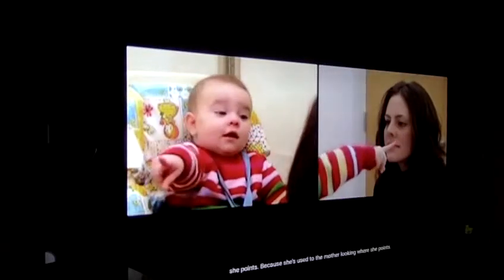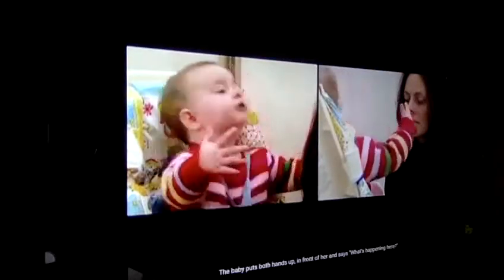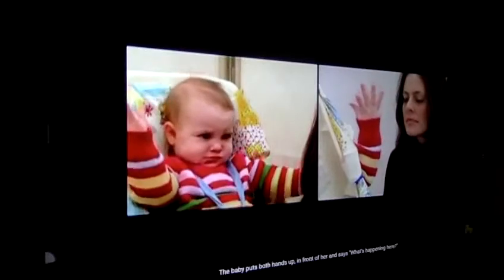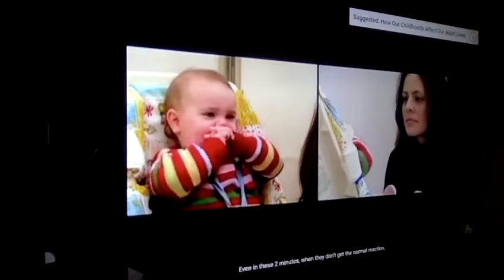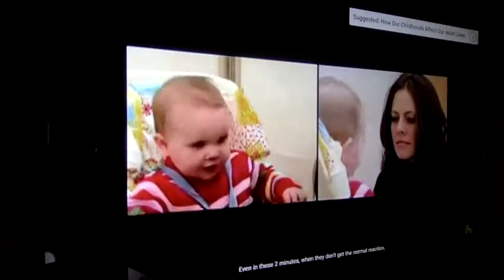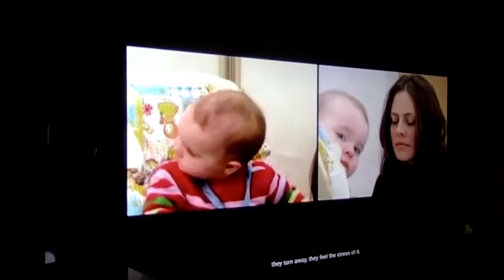She smiles at the mother. She points because she's used to the mother looking where she points. The baby puts both hands up in front of her and says, "What's happening here?" She makes that screechy sound at the mother, like, "Come on, why aren't we doing this?" Even in this 2 minutes, when they don't get the normal reaction, they react with negative emotions, they turn away, they feel the stress of it, they actually may lose control of their posture because of the stress that they're experiencing.